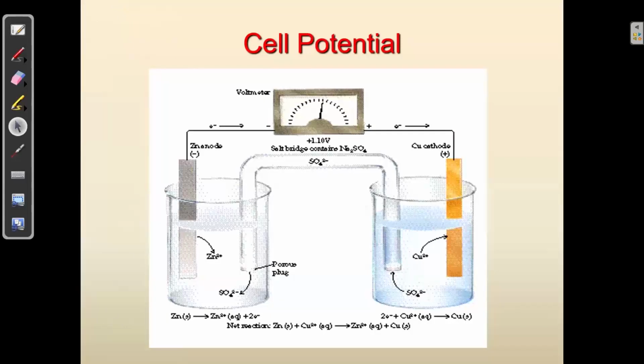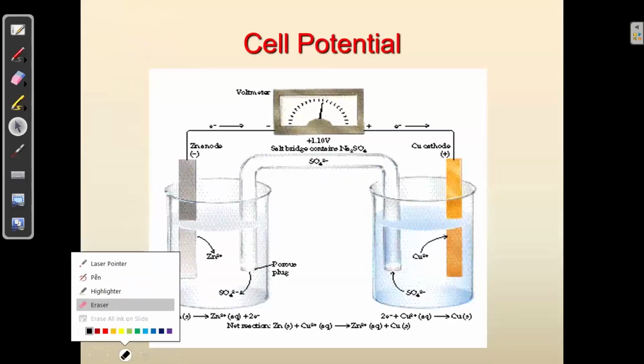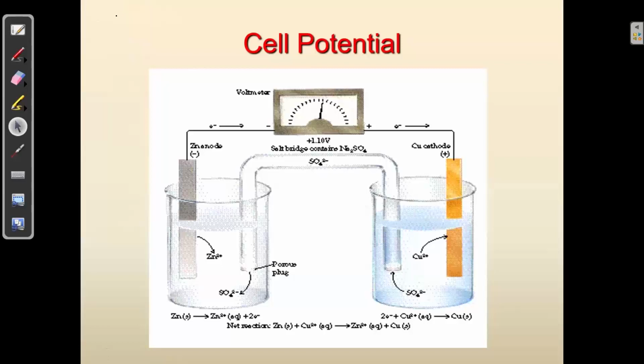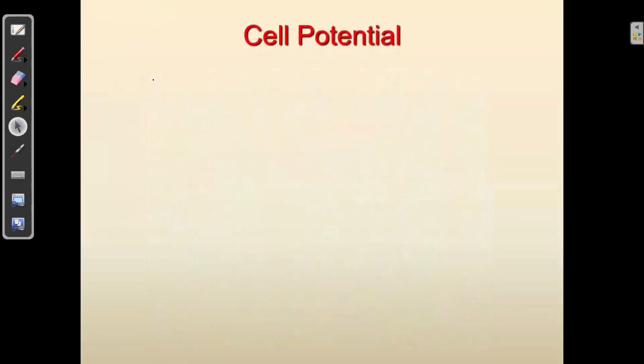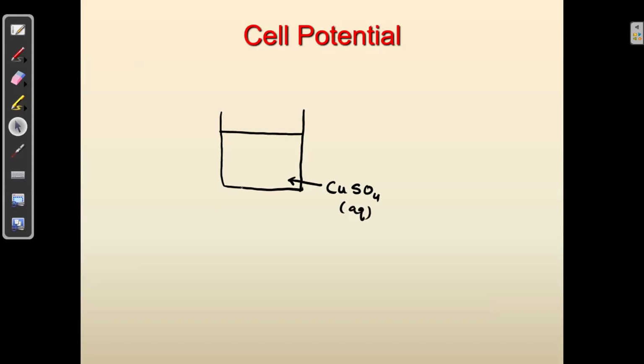Now, to understand that, if you understand the meaning of reduction potential or potential difference, or even potential, the chapter is going to be very easy for us. So now, what is the actual meaning of cell potential? Suppose I have a container and I have taken the solution of aqueous copper sulfate. Copper sulfate is going to give me copper plus 2 ions and sulfate ions in the solution.